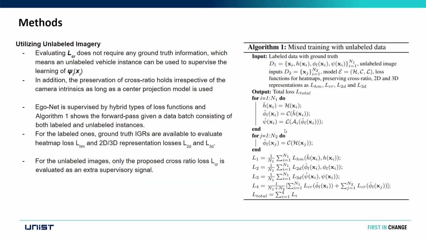So here is the forward pass of the EGONET. As an input, it can take the labeled data in this format and also unlabeled data. And it has 4 types of loss for heat maps, cross ratio, 2D and 3D. And then the final loss is a summation of all the losses. While training, if we have the ground truth annotation for an instance, we just penalize the model using all the losses. But when we don't have the ground truth annotation, then we penalize only the cross ratio loss.